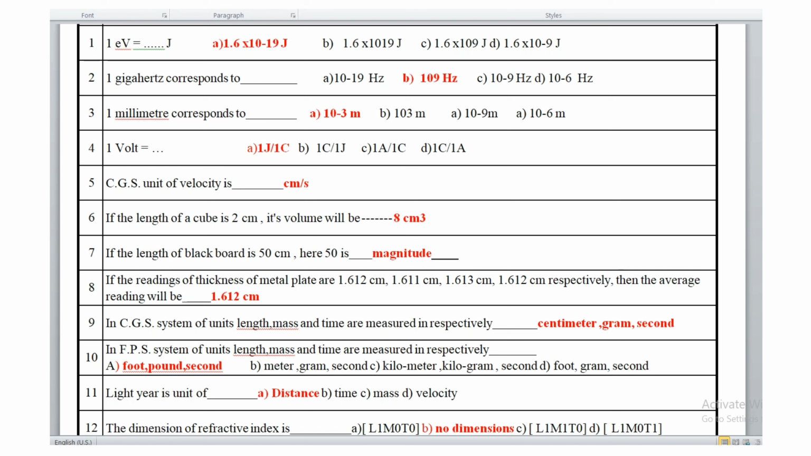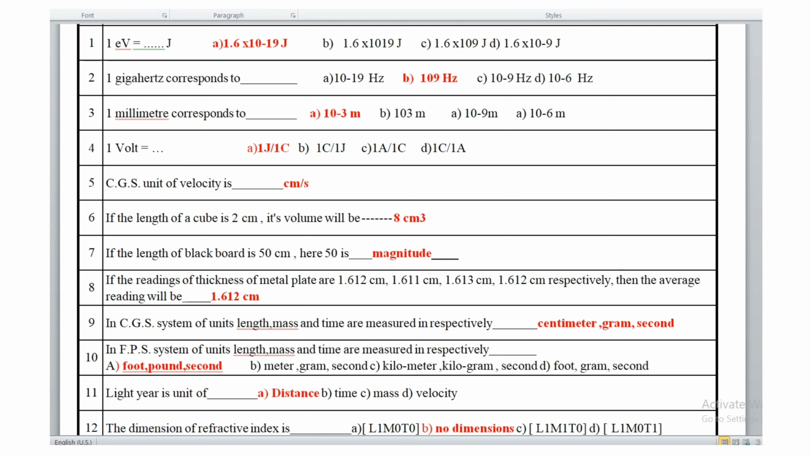CGS unit of velocity is cm per second. If the length of a cube is 2 centimeter, its volume will be 8 centimeter cube. If the length of a blackboard is 50 centimeter, here 50 is the magnitude. If the readings of thickness of a metal plate are 1.612 centimeter, 1.611 centimeter, 1.613 centimeter, 1.612 centimeter respectively, then the average reading will be 1.612 centimeter.